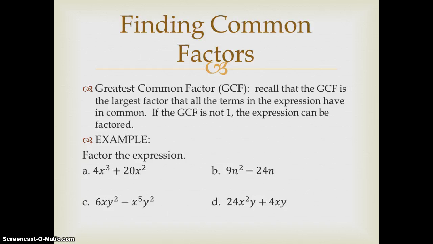So a factor that 4 and 20 could have in common in this case would be 4. 4 is a factor of 4 and 4 is a factor of 20. So I'm going to start my greatest common factor by using 4.